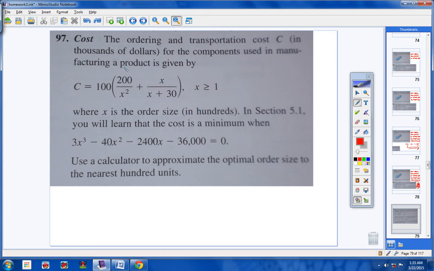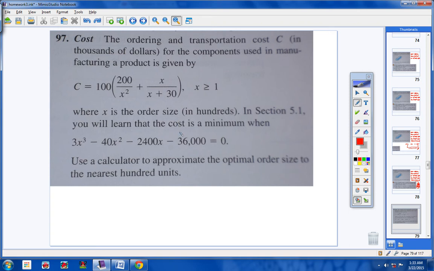Look, they just want you to simply take this function they give to you, this function right here, and simply solve it for 0. So you're finding the zeros, and those numbers will be the approximate optimal order size to the nearest 100 units. Now, we're not going to focus on where this function came from right here, because they told us we'll learn about it later in section 5.1, okay?